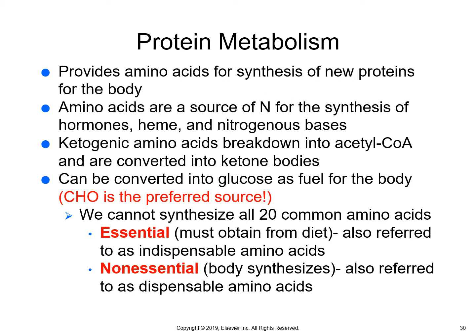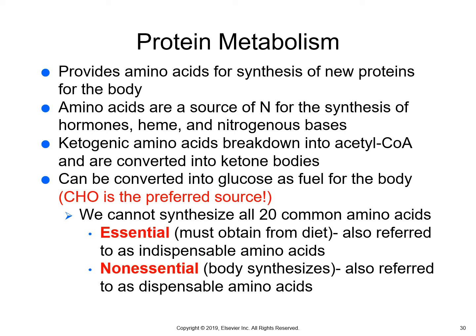So protein metabolism provides amino acid for the production of new proteins in our body. Amino acids are a source of nitrogen, which is helpful for the production of hormones, heme in our blood, as well as the nitrogenous bases that make up our DNA and RNA.